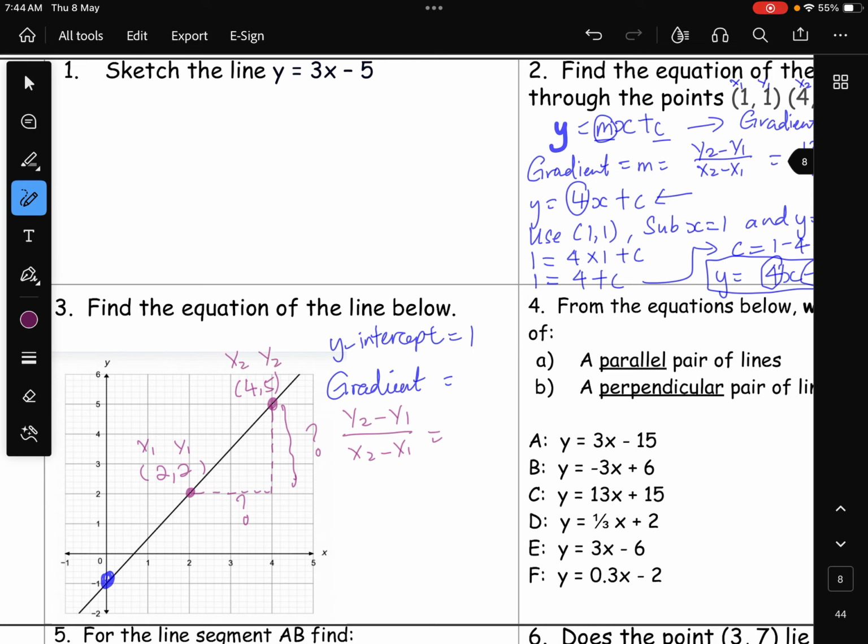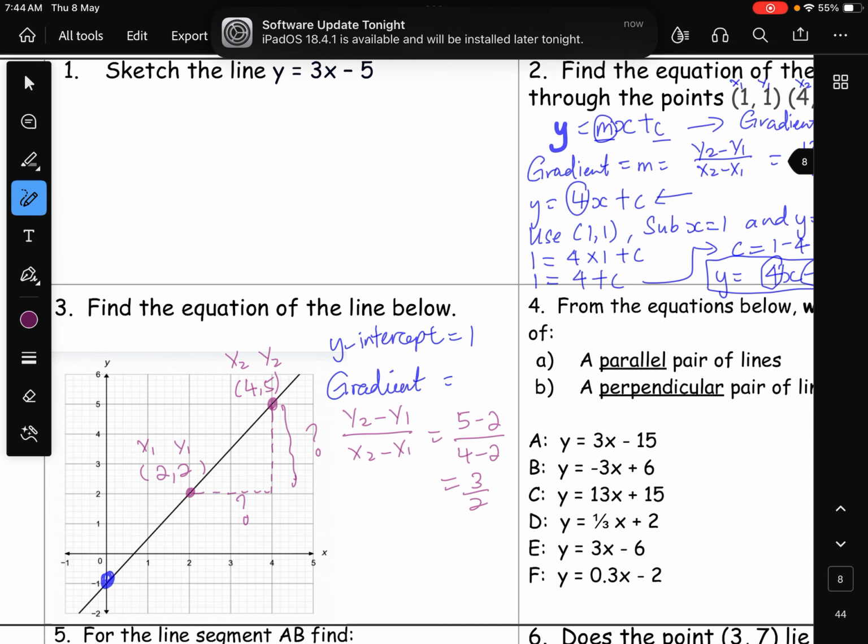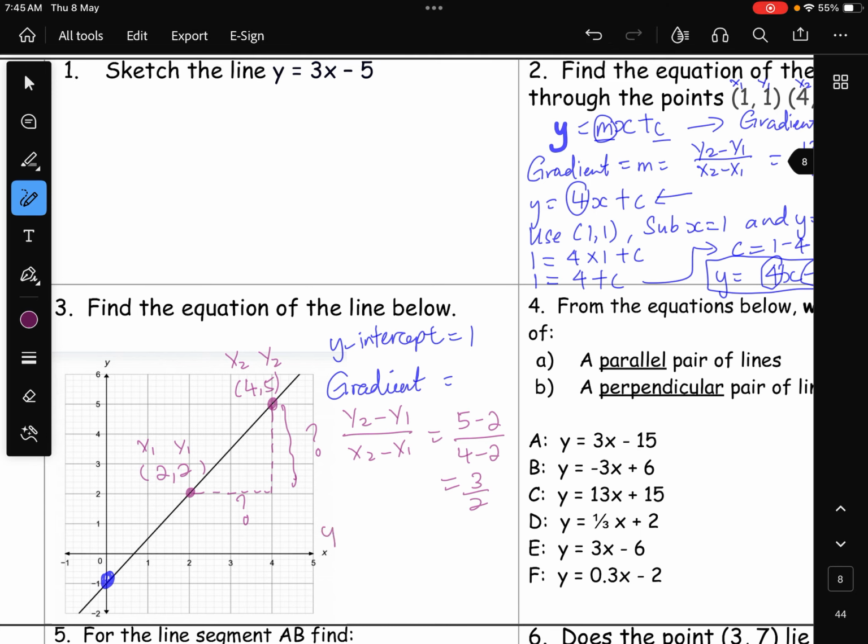Okay, then we just put the numbers into the formula. So you're going to get 5 minus 2 divided by 4 minus 2. So that should give me 3/2. Alright, of course you could put in the gradient as a decimal or a fraction. It doesn't really matter, but I can just write the equation as y equal to mx plus c. Make sure you replace the m with the gradient, which is 3/2, and the y-intercept is just 1. So there we go, we just got an equation for this.